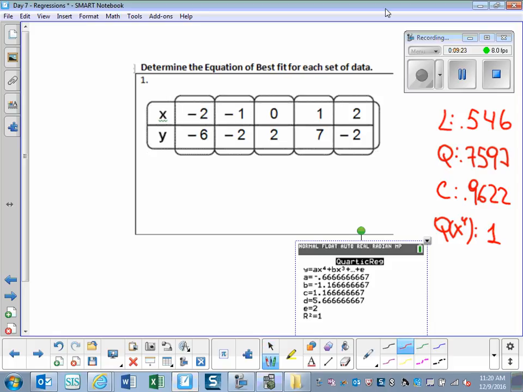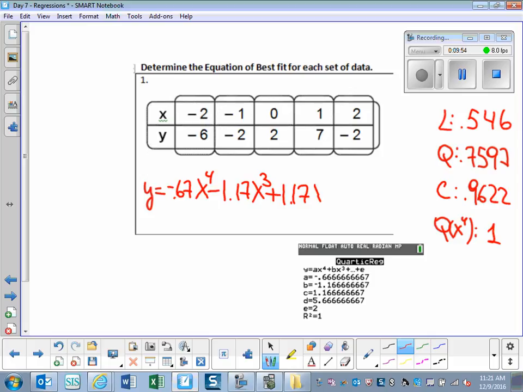So we take our model and write that down. Again, the top equation just gives you the standard form of a generic quartic model. You need to take your coefficients from these numbers A, B, C, and D. So my model for this data, the perfect model in fact, is y equals -0.67x to the power of 4 minus 1.17x to the power of 3 plus 1.17x to the power of 2 plus 5.67x plus 2. And that is our answer.